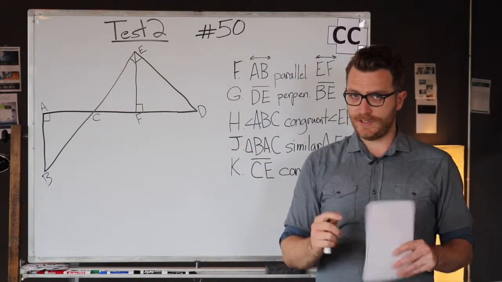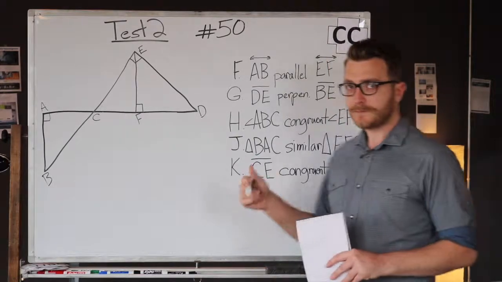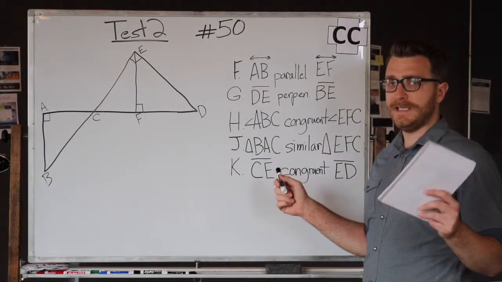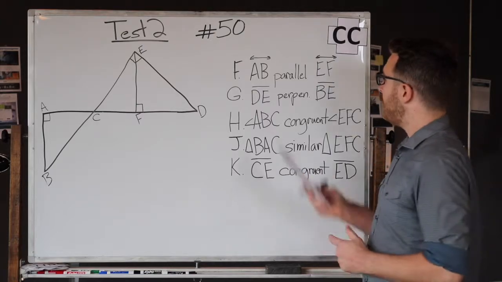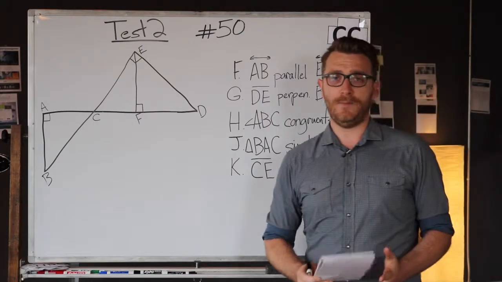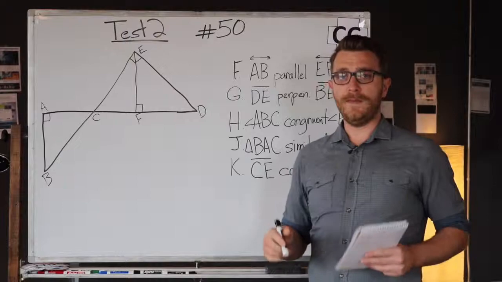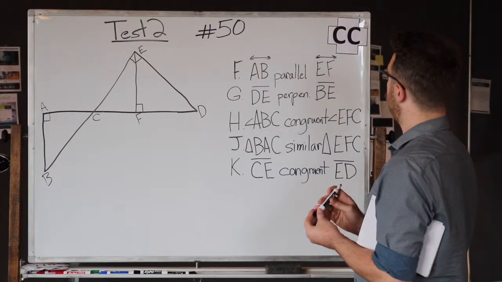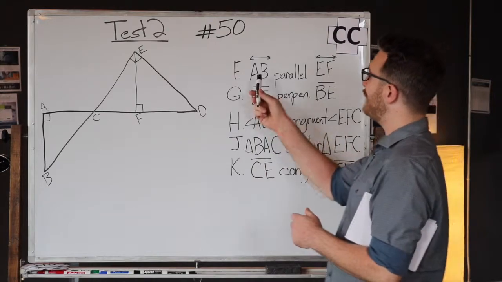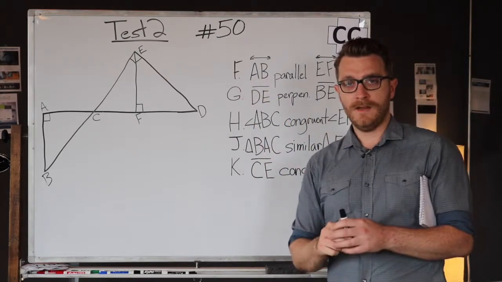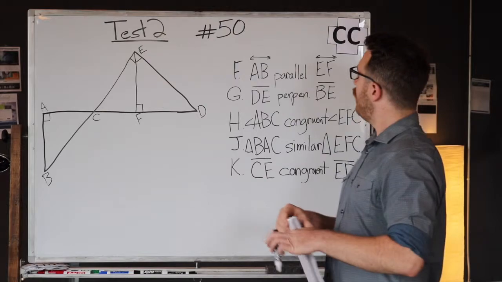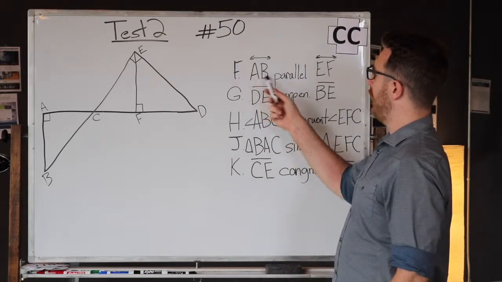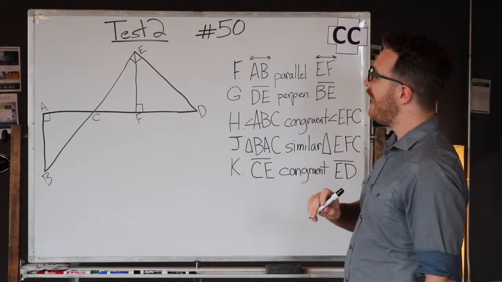With this information, let's go through the 5 options and see if we can justify each of these. The one that is not justifiable with the information is the one that we will choose as our answer. Which one is not justifiable? So, here we go. The first one is letter F. It asks, can AB, that line, be parallel with EF?